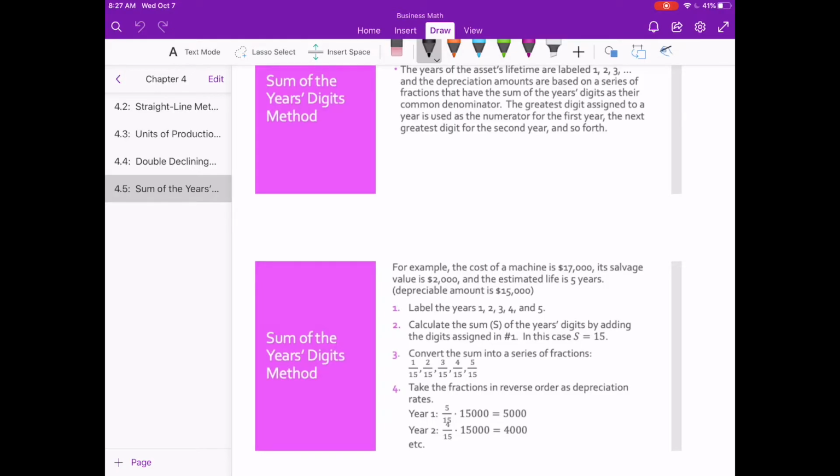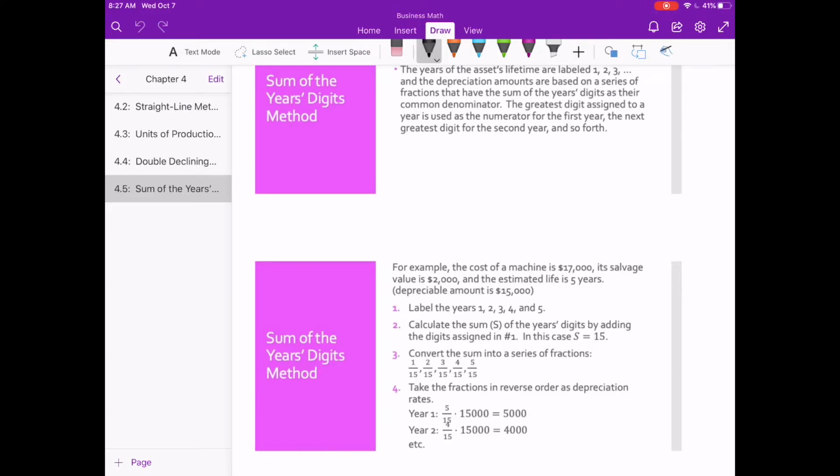And then we put that into a series of fractions. So we have 1/15, 2/15, 3/15, 4/15, 5/15. And then we take the fractions in reverse order as the depreciation rates. So it depreciates faster at the beginning and slower at the end.